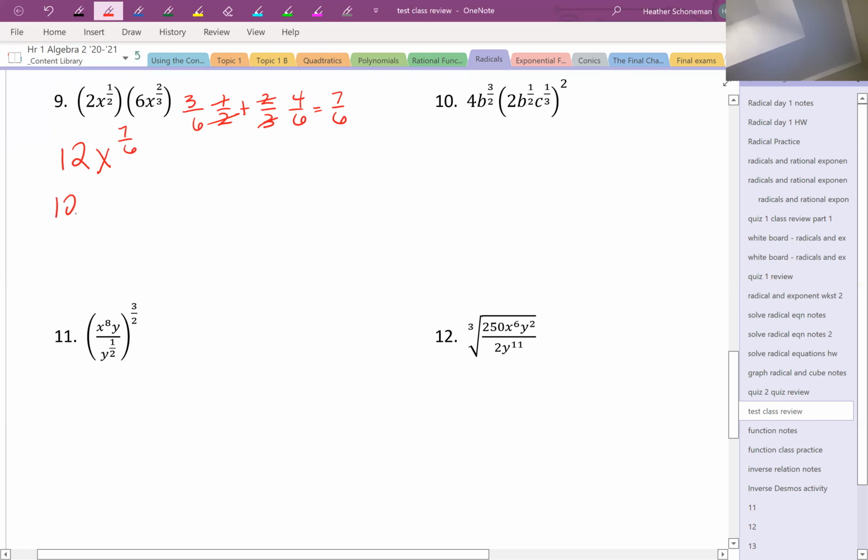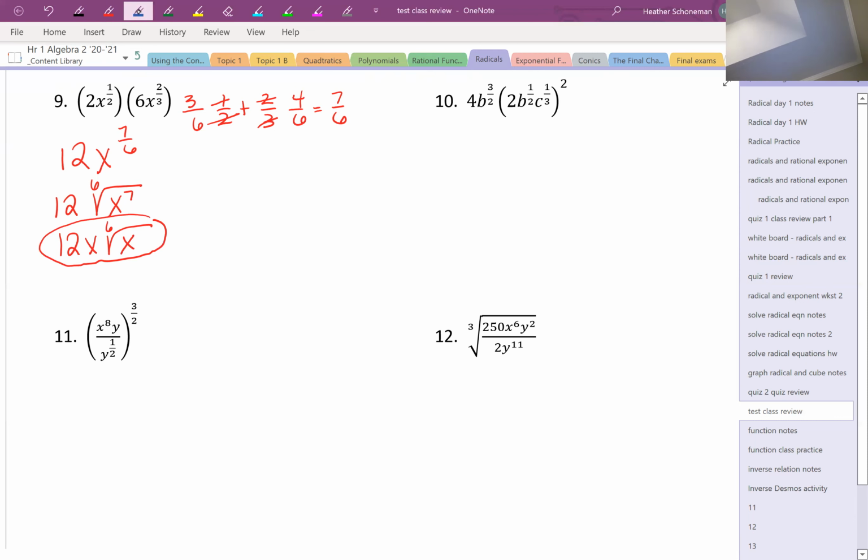Okay, the 12 doesn't have a fractional exponent, so it's good, but the x we need to rewrite. So x goes in the radical, the denominator of 6 goes on the shelf, and 7 is the exponent. But we have to check. We may not be done. This means groups of 6. How many groups of 6 are in 7? Well, there's one of them, so I've got to pull the 1 out, and then the 6 is on the shelf, and I still have the 1x left over.